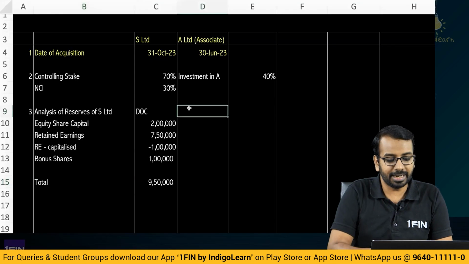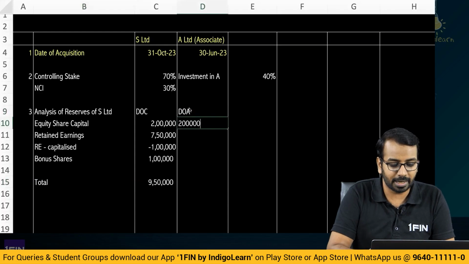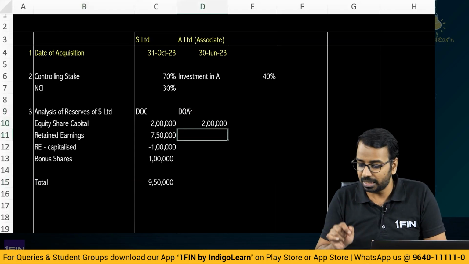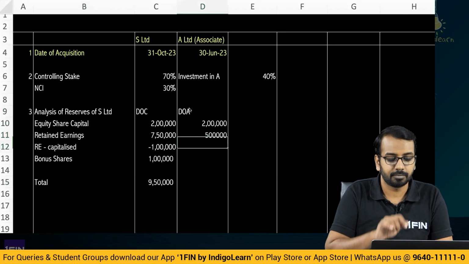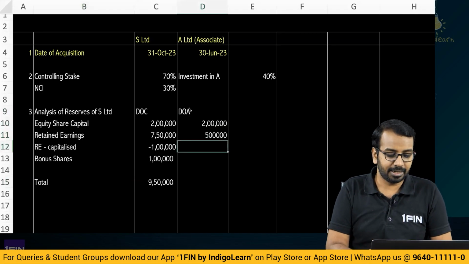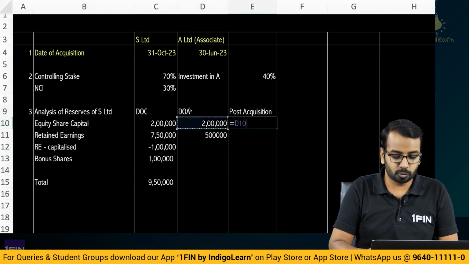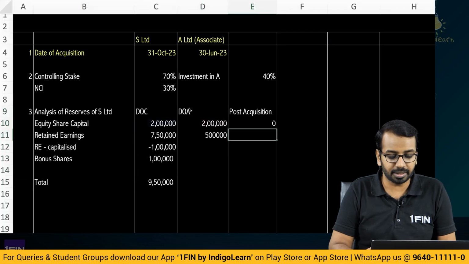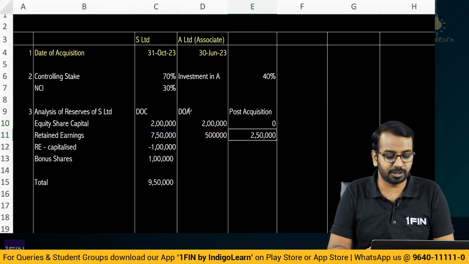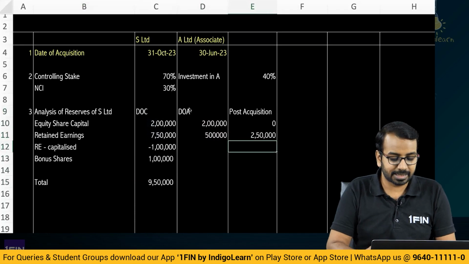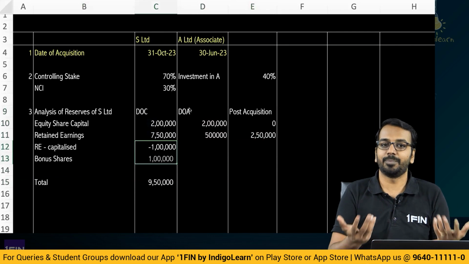So, now on date of acquisition, equity share capital was 2 lakhs. Retained earnings, what they have given to us in the question on the date of acquisition is 5 lakhs, right? Then how much is post? Post acquisition is this 2 minus 2, if I do it is 0, there is nothing there. 2,50,000 is the post acquisition profit, 7,50,000 minus 5,00,000. Then this minus 1 plus 1, the impact will be 0.